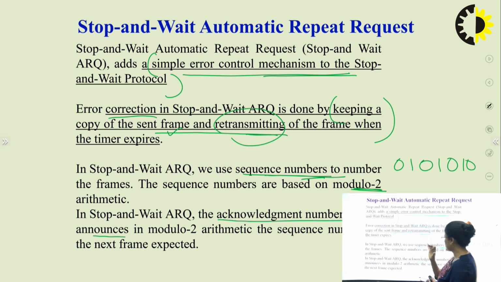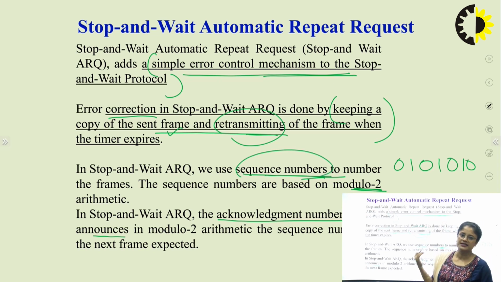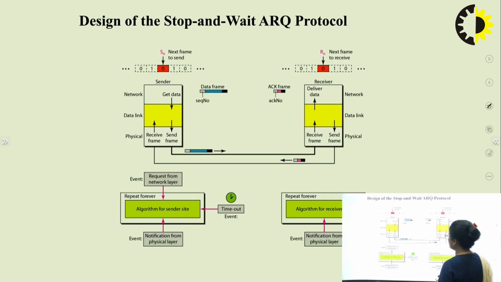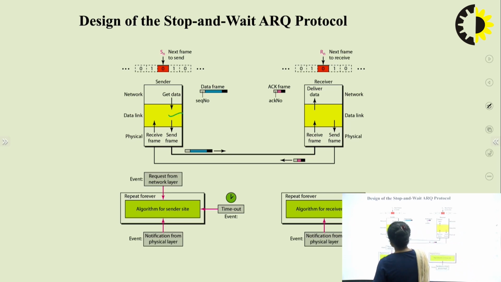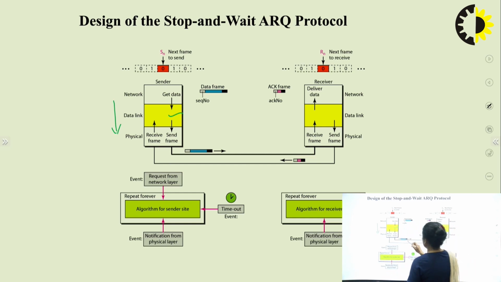So we have sequence numbers taken care of both at the sender's end and the receiver's end. At the receiver's end, we call it the acknowledgement number, which also works in modulo 2. So it also deals with numbers like 0, 1, 0, 1, 0, 1, and so on. This is the design of the stop and wait ARQ. We have the data link layer. We have data coming from the network layer to the physical layer via the data link layer at the sender's end, and vice versa at the receiver's end.